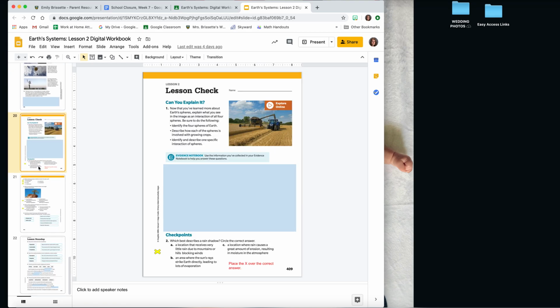So we're working on finishing up this lesson with the lesson check. We have a description for this question that you can type in here. Anytime you see a blue box, that's a place to type. But you have 3 components to answer the question.